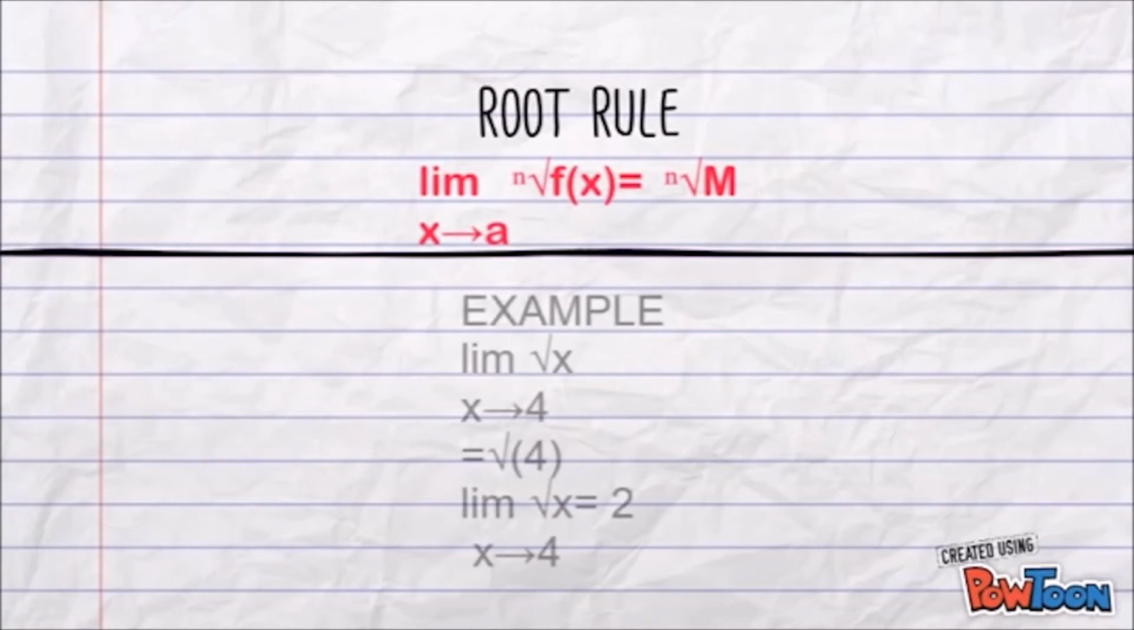So the limit of 2x is 2. For the root rule, we have the limit of the nth root of f of x is equal to the nth root of m as x approaches a. For example, we have the limit of square root of x as x approaches 4. Square root of 4 is 2. So the limit of square root of x as x approaches 4 is 2.